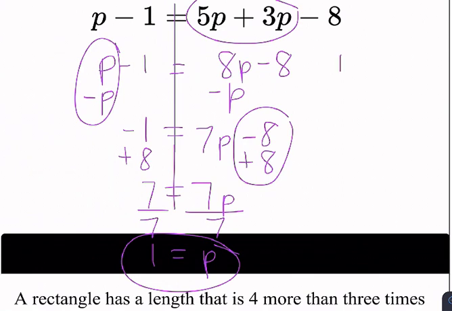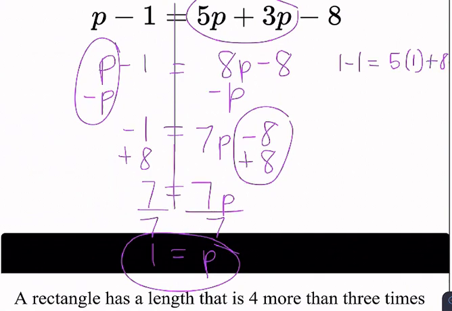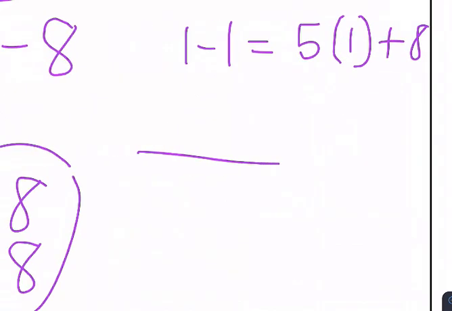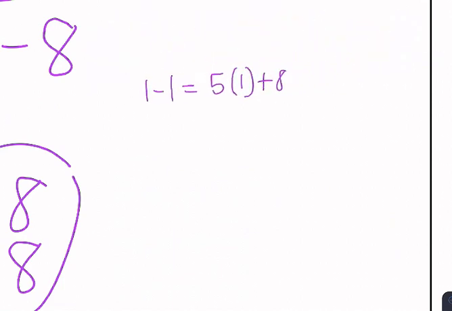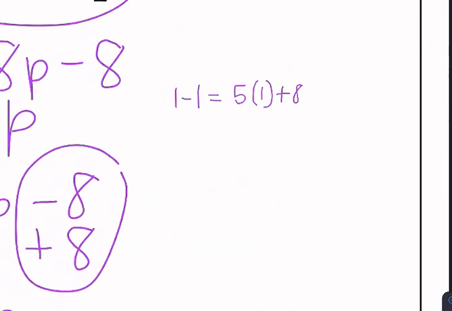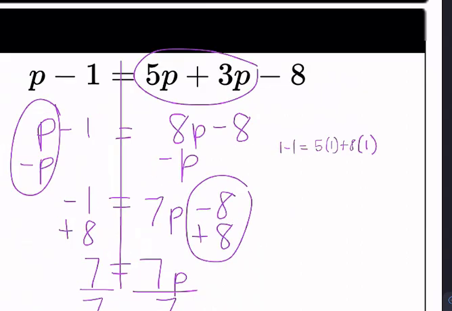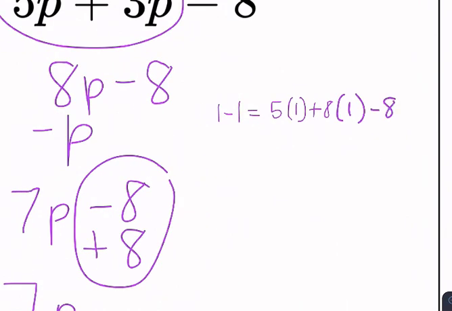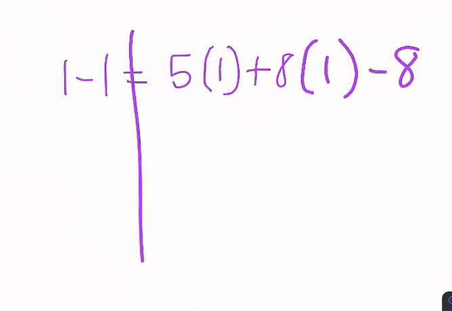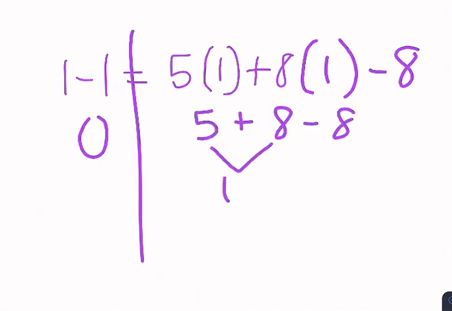So on my left side, I'm going to have 1 minus 1. And then I'm going to have 5 times 1 plus 8 times 1, and then minus 8. Okay, double checking. 1 minus 1 is 0. So then I have 5 plus 8 minus 8. 5 plus 8 is 13.